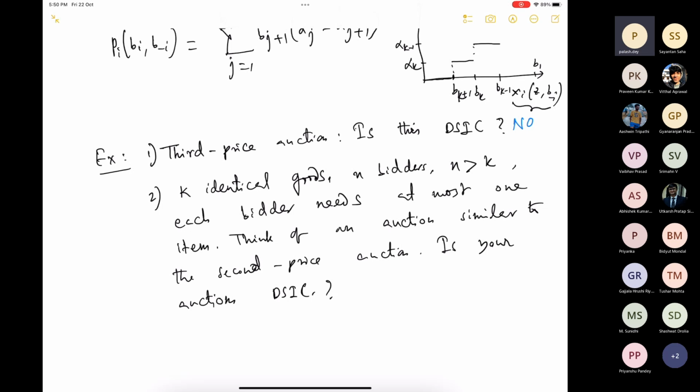Okay. So let me leave question number 2. That is just a straightforward application of Myerson's lemma. You just look at the allocation rule, and it is of course monotone, and you just apply Myerson's lemma and get the auction. You decide the payment rule, and if you derive the payment rule from Myerson's lemma, because the allocation rule is monotone, it must be DSIC.